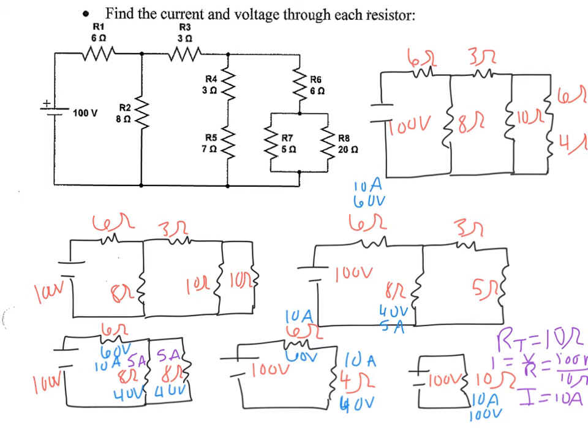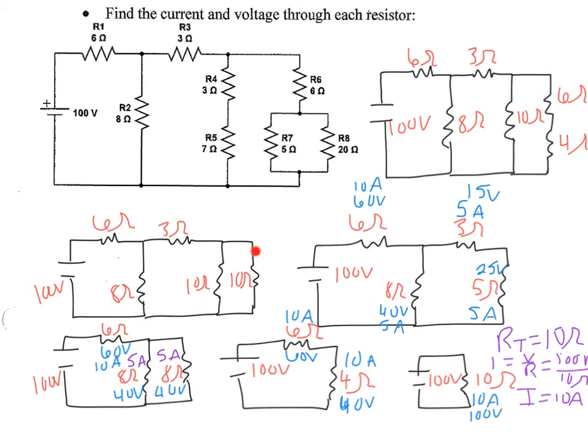This 8 ohm resistor was combined 3 and 5 in series. So series resistors have equal current, so 5 amps and 5 amps. Voltage equals current times resistance, so 5 times 3 is 15 volts. 5 times 5 is 25 volts. Here we had 40 volts. 15 plus 25 equals that 40 volts.